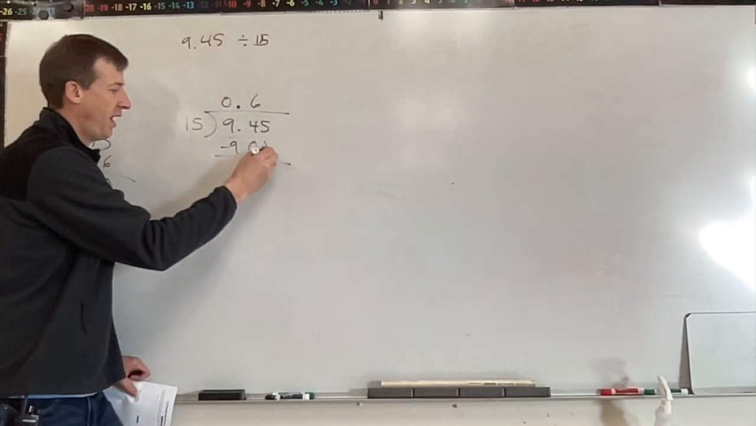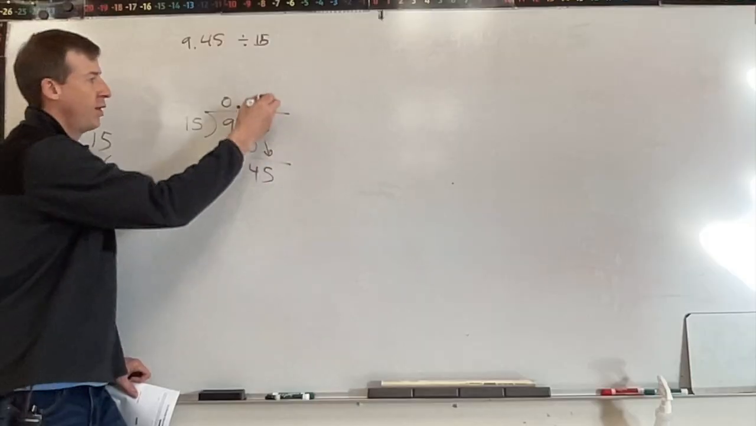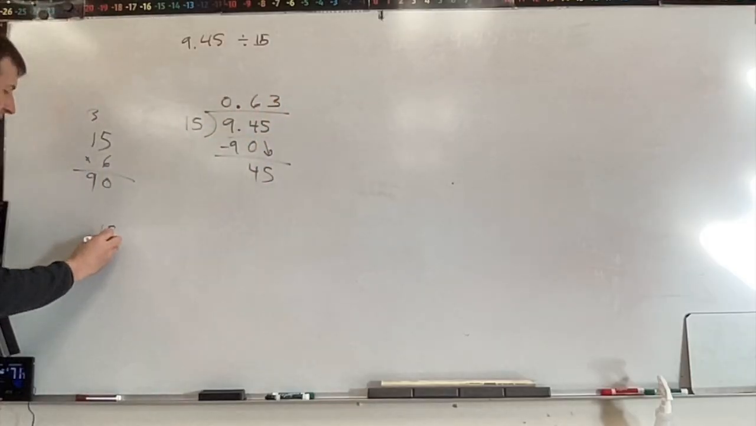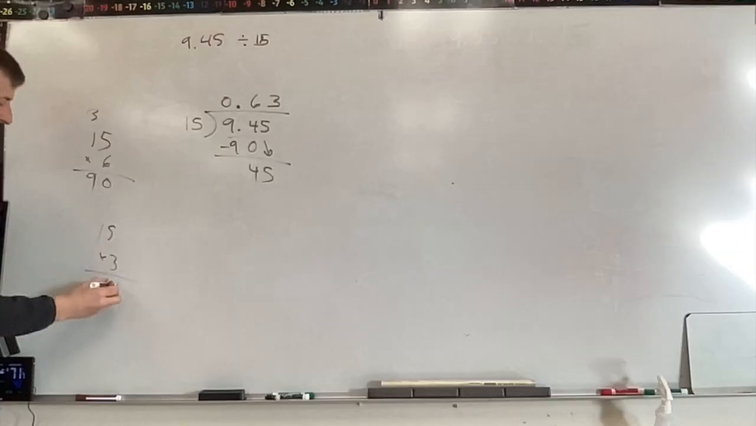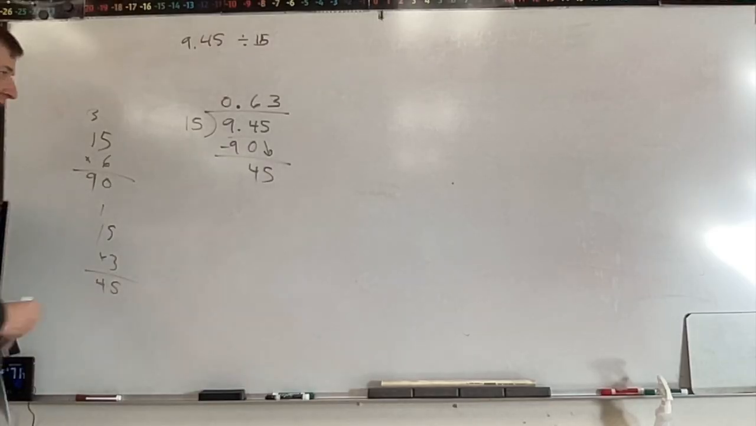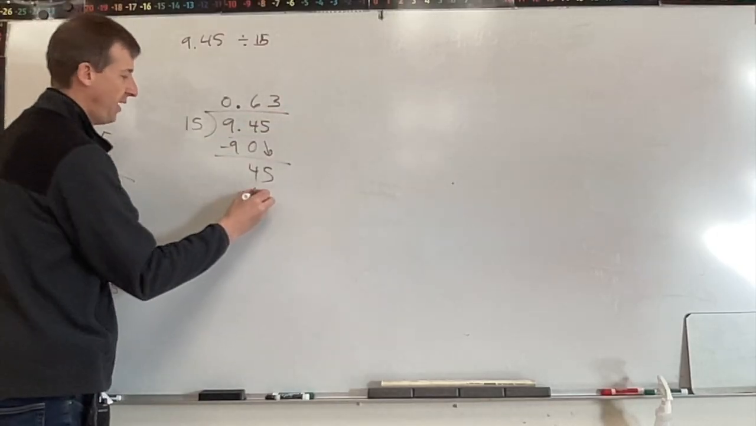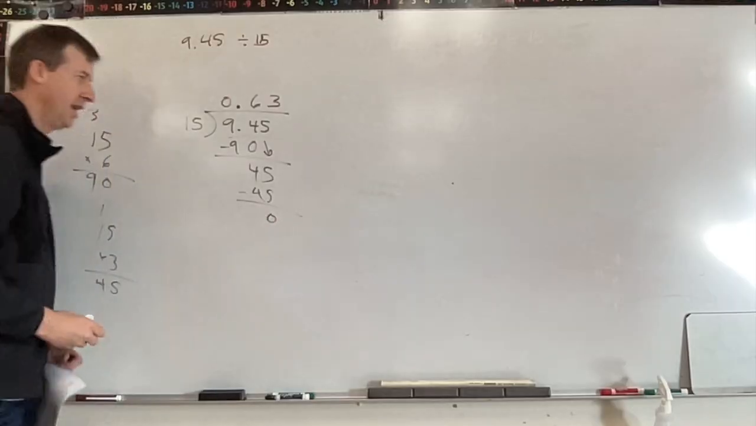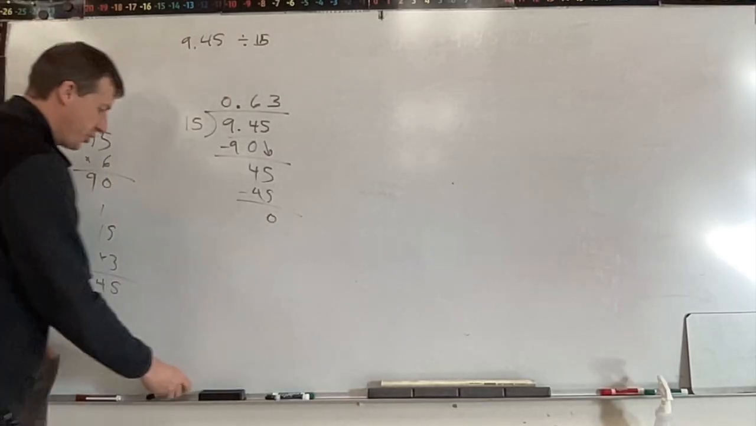All right, I bring down the 5. And I know that 15 goes into 45 3 times. So 15 times 3. 3 times 5 is 15. Carry the 1. 3 times 1 is 3 plus 1 is 4. Goes in there 45. Or is equal to 45. 15 times 3 is 45, so I minus 45, and I get 0. That works out. Let's check our answer, though.